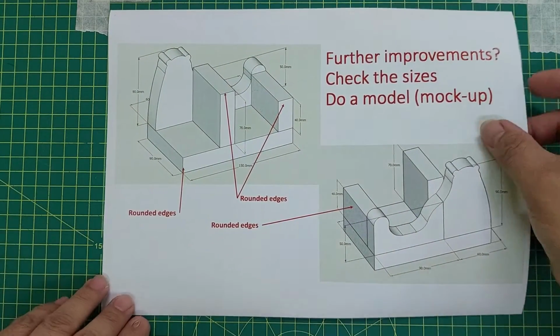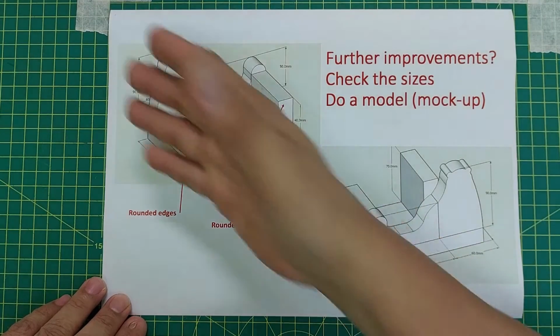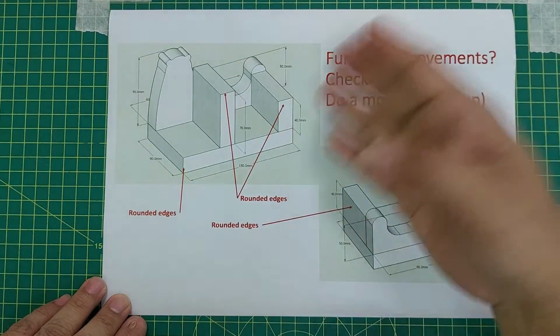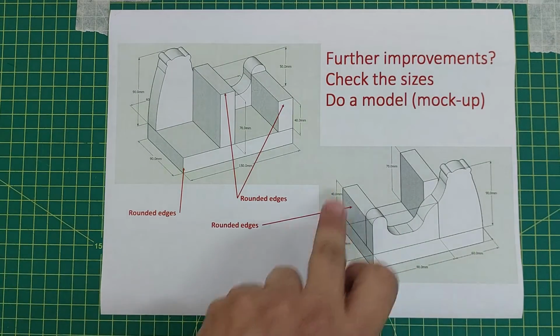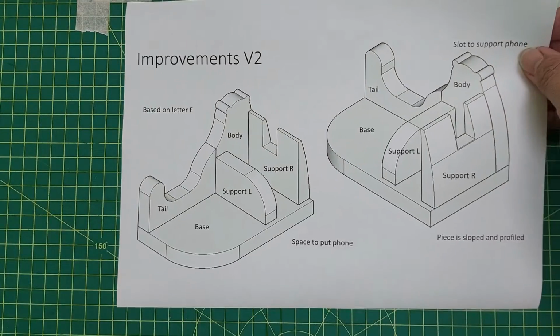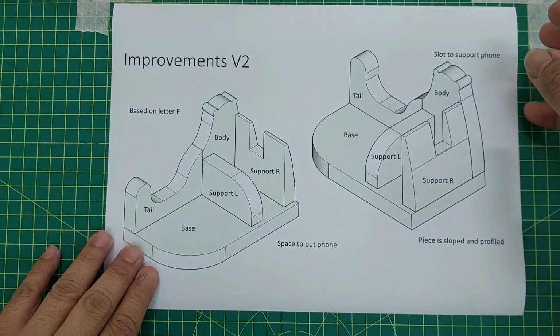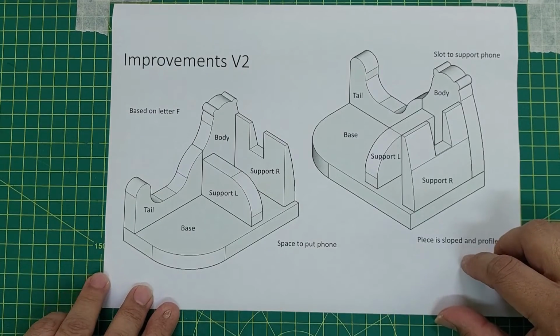Right, moving on, I looked at this and said, hey, is there something that I can do? Maybe further improve the design. Maybe I want to round off the edges here, make some parts rounded, and maybe do a little quick mock-up. So that was then, and this is the version 2 improvement.